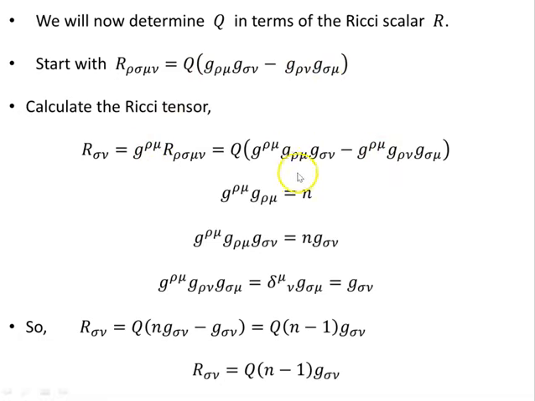Now let's have a look at some things here. Well, g rho mu, upper indices, lower indices, when that's summed out, we just get M, the dimension of the manifold. Then the next term here, we've got the Kronecker delta, which will apply.